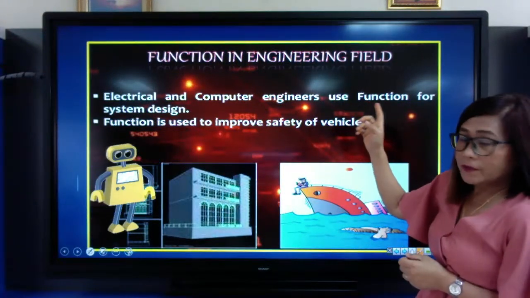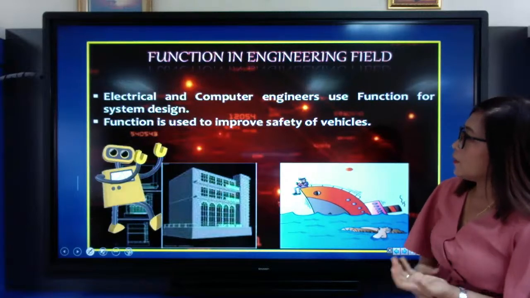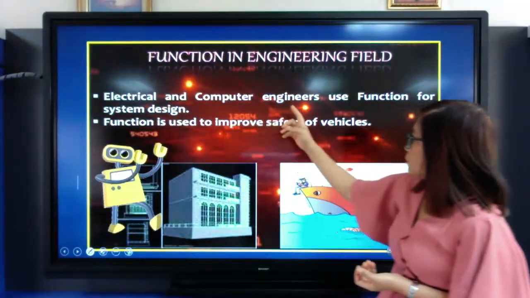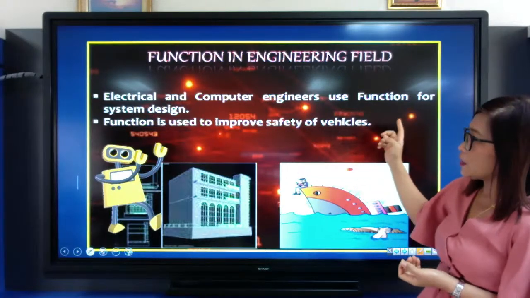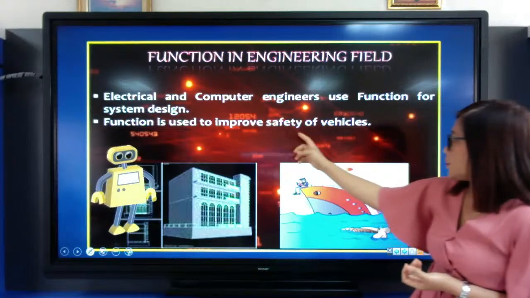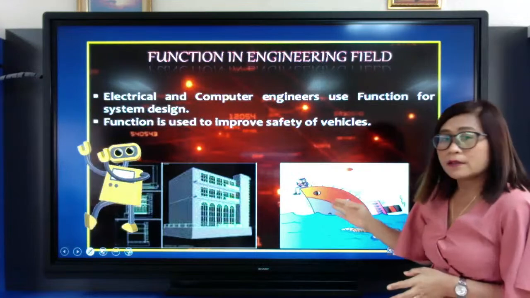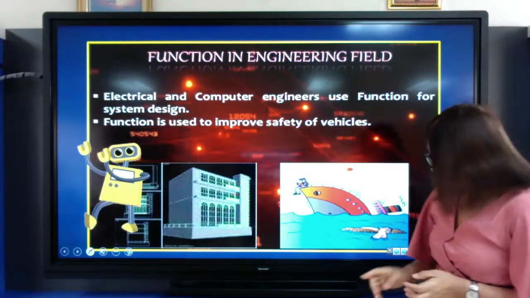Okay. Next is function in engineering field. So this is what I had mentioned a while ago. For example, electrical and computer engineers use function for system design, and function is used to improve safety of vehicles. These are the applications of functions.